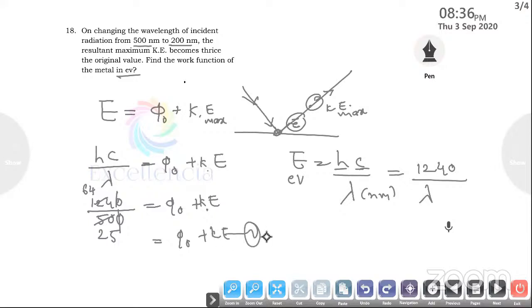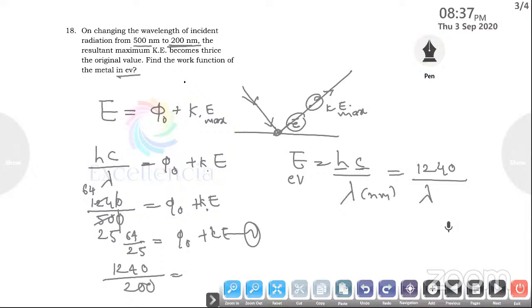And the second one is saying, when the wavelength is changed to 200 nanometer, students, you can write it as 64 by 25. You can keep it, because we are going to take a subtraction here. Now when you change the wavelength to 200 nanometer, what do you get? 1240 divided by 200 nanometer.